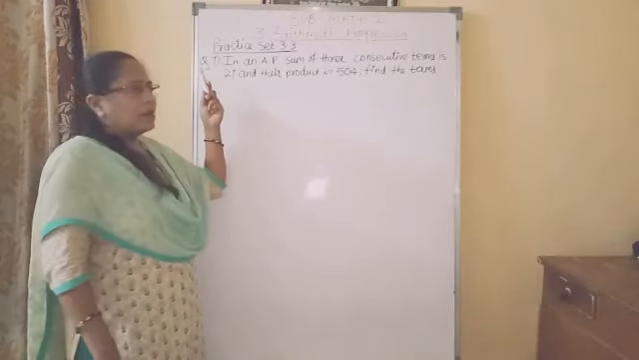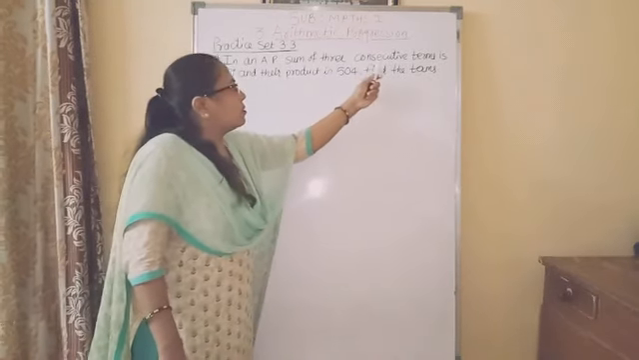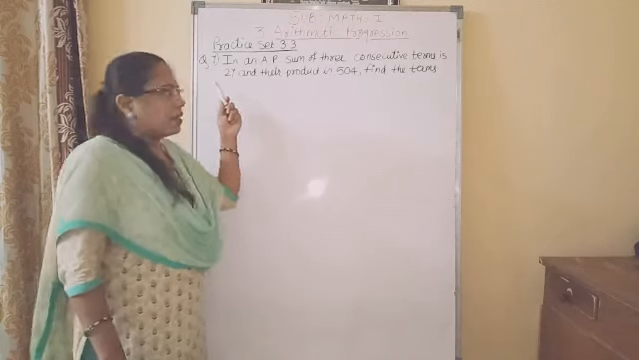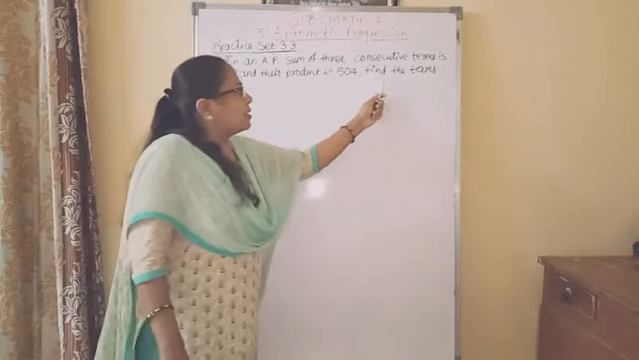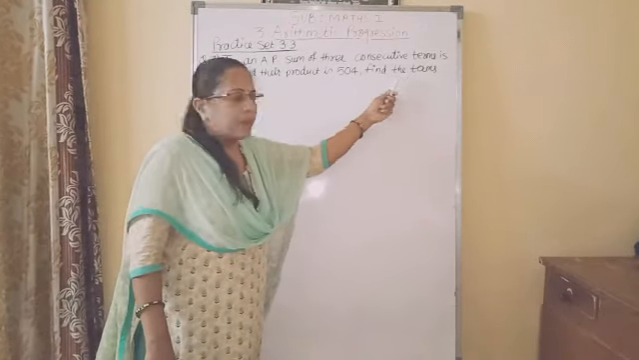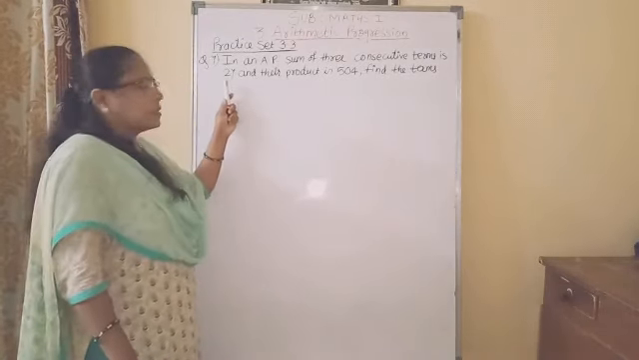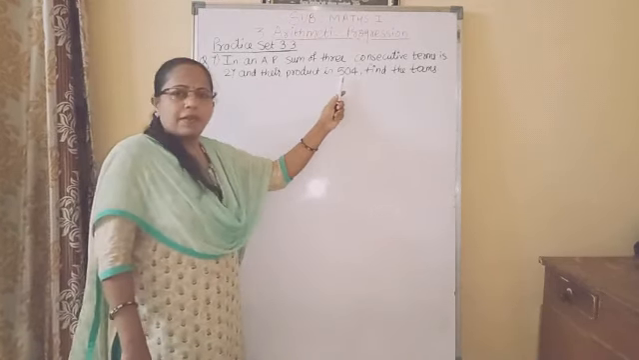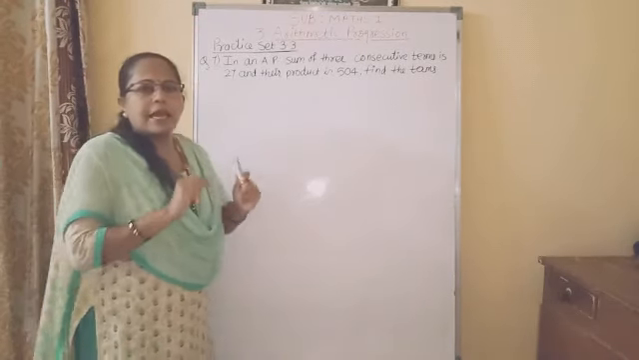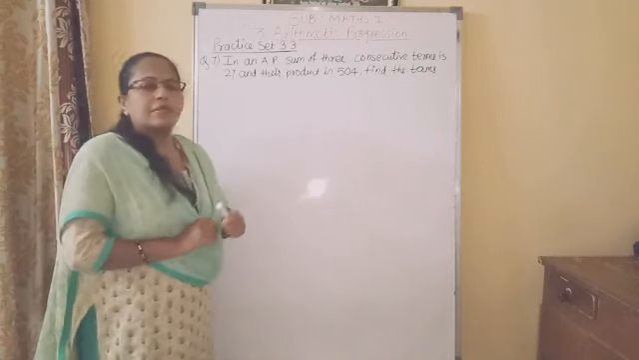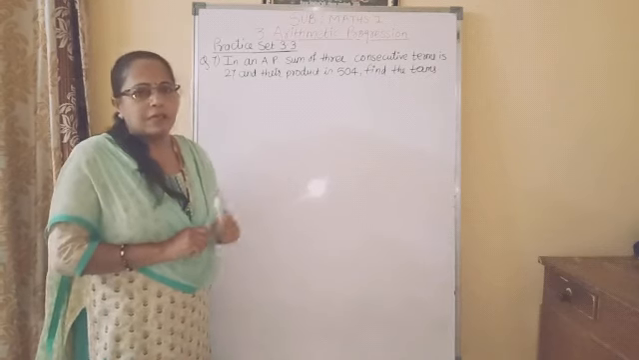Number 7. The question is, in an AP, the sum of 3 consecutive terms is 27 and their product is 504. Find the terms. Okay. Here in the textbook, in brackets they mention that we assume the 3 consecutive terms in the AP are A minus D, A and A plus D.